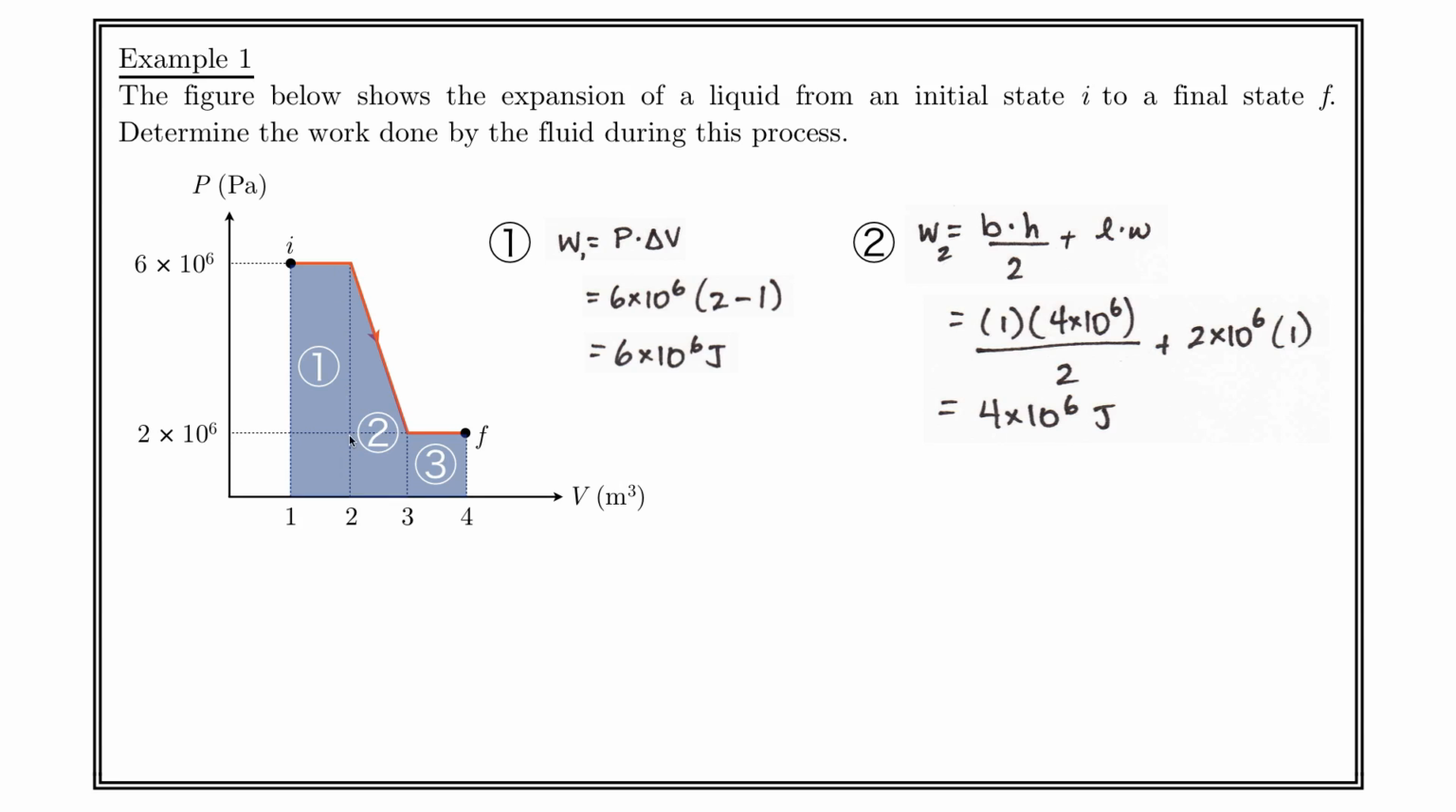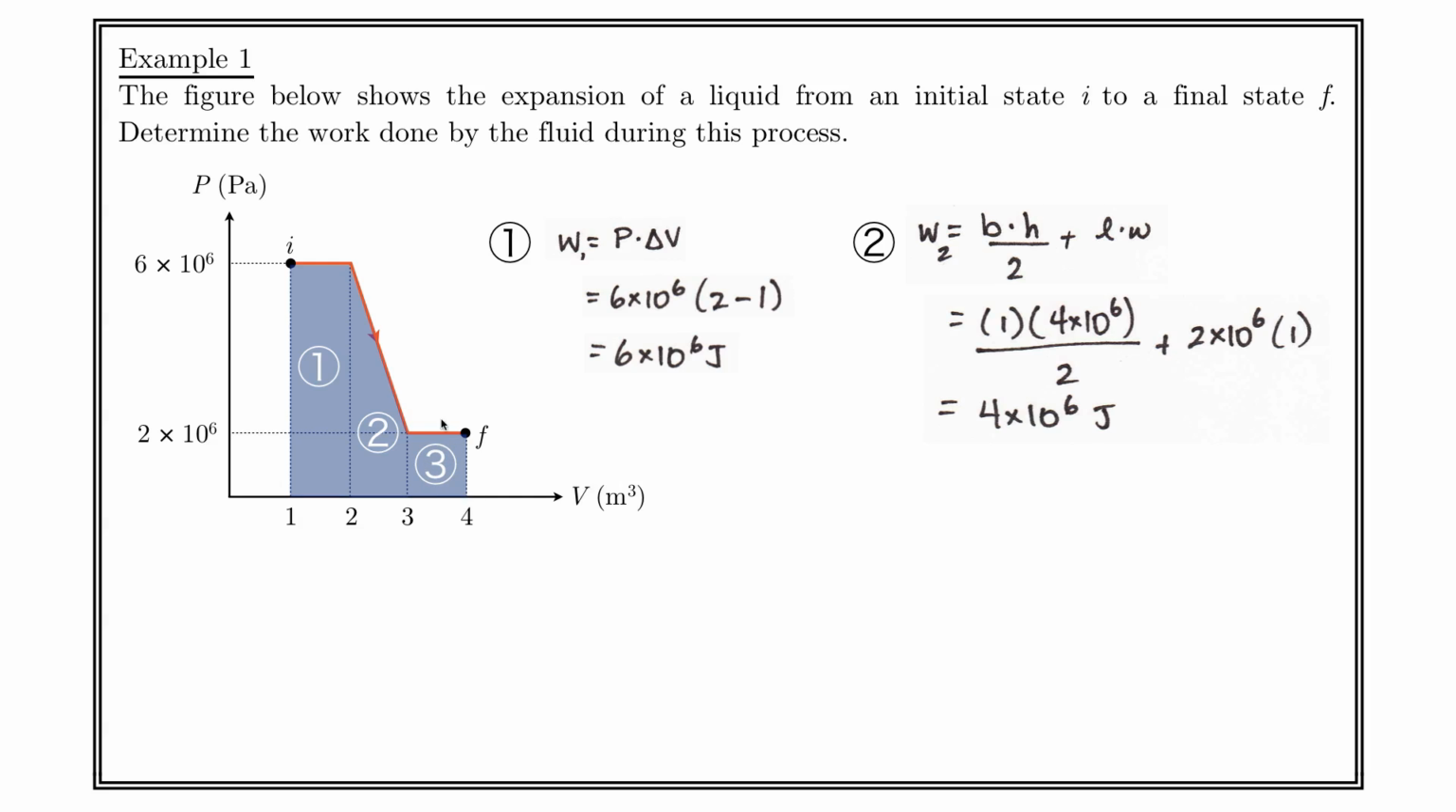The height of this triangle is, of course, the difference between 2 times 10 to the 6 pascals and 6 times 10 to the 6 pascals, so 4 times 10 to the 6th. And we divide by 2. We add to that, of course, this pressure times this change in volume, and we end up with 4 times 10 to the 6 joules.